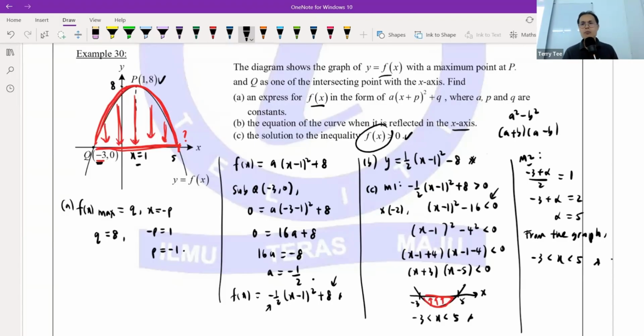So typically this is a 2 marks question because the graph is already given, right? So we don't really need to use method 1 to draw the graph again, right? But if you want to use method 1, no problem. Yeah, method 2 is faster, but you need to find this x value, the roots, which we can use axis of symmetry to find.